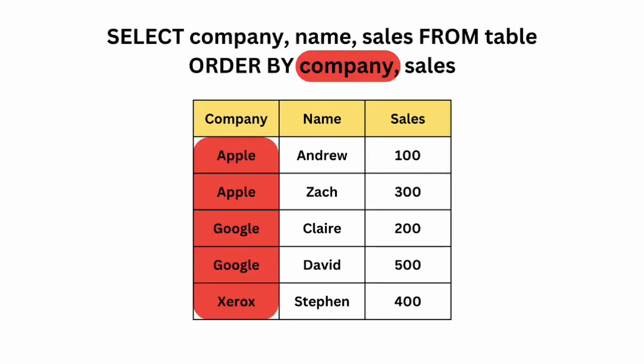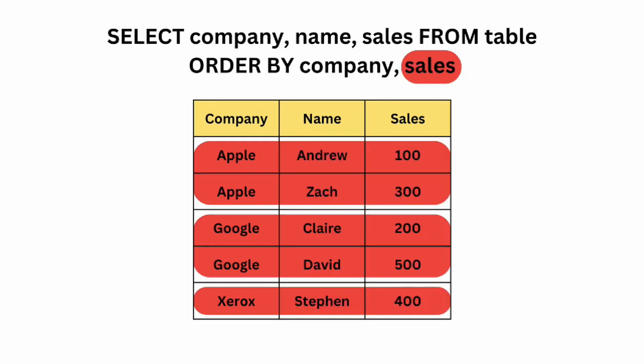Well, it means we sort everything first based off the company column. So notice we have Apple coming in first in alphabetical order, then Google, and then Xerox. And then the corresponding names also get lined up. However, we can then also order by the sales. So after you've done the sorting based off the company column, which makes sense because there's duplicate values there, within that particular company, we do a second ordering, which is by the sales column. So note the sales now is in an ascending order for each individual within the same company. So we see Andrew with 100 and then Zach with 300. And then for Google, we see Claire with 200 and then David with 500.